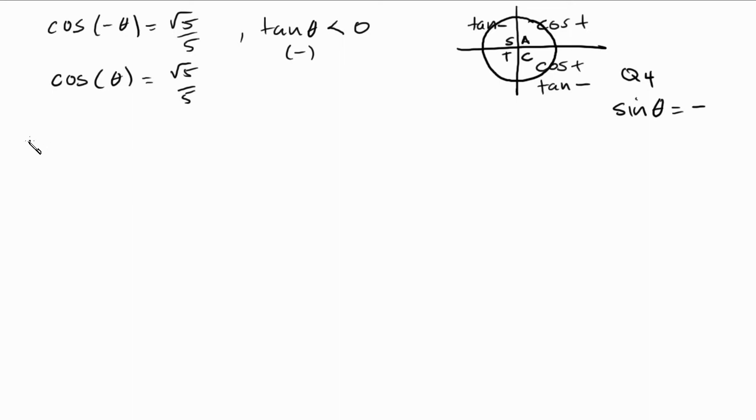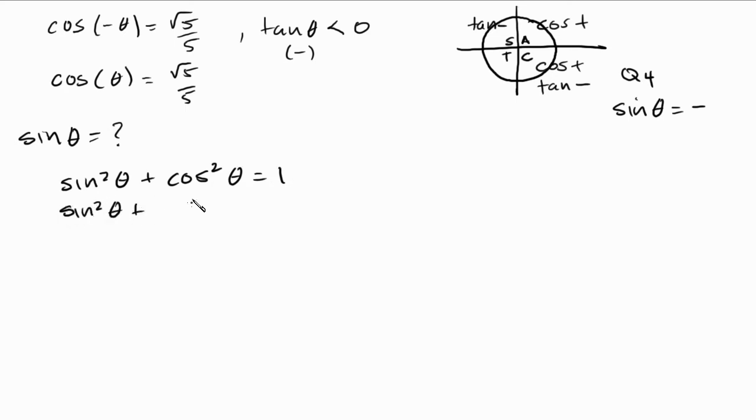Okay, so let's go ahead and start the problem. This is our ultimate goal, figure out what sine theta is. The easiest way to relate sine and cosine together would be through the Pythagorean identity, sine squared plus cosine squared equals 1. So we're going to use this identity right here. We have sine squared theta plus cosine theta, quantity squared, which is the same as cosine squared theta, and cosine of theta is root 5 over 5, and that's equal to 1.